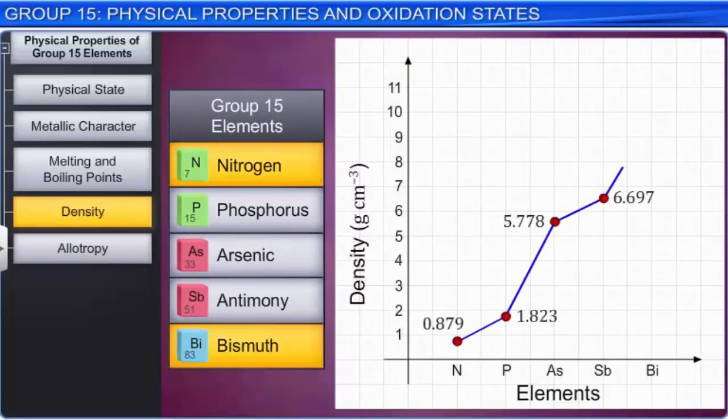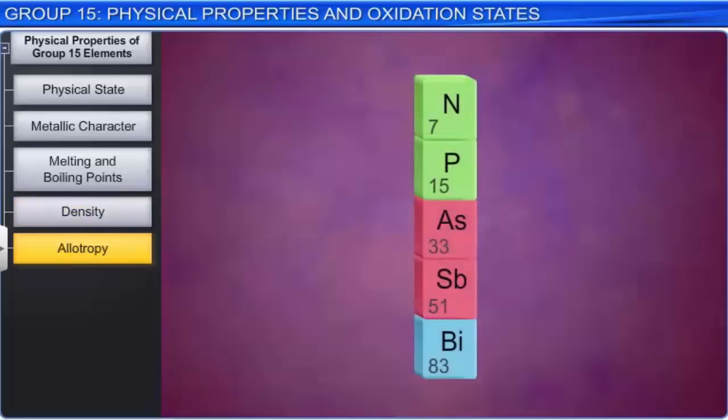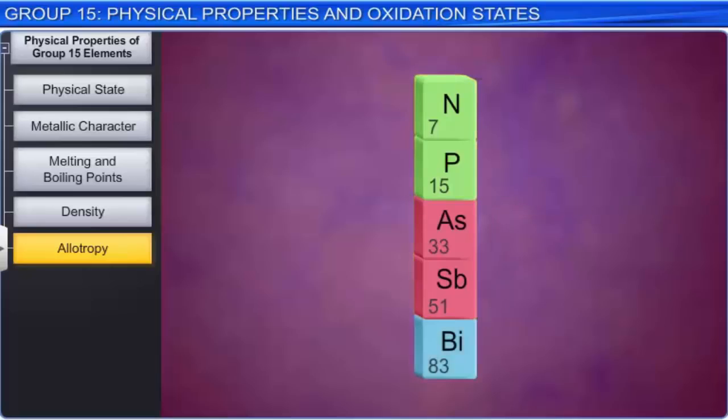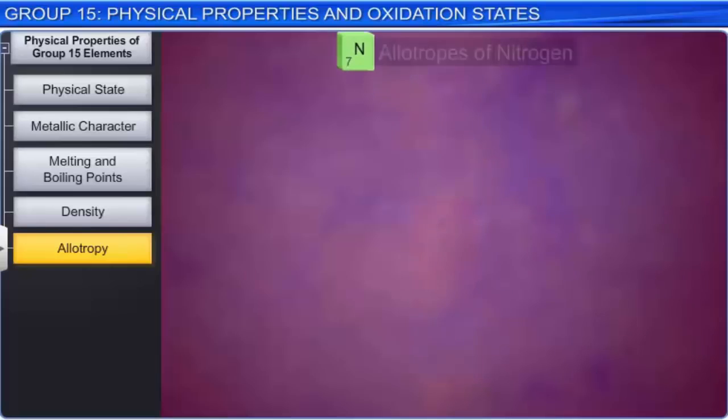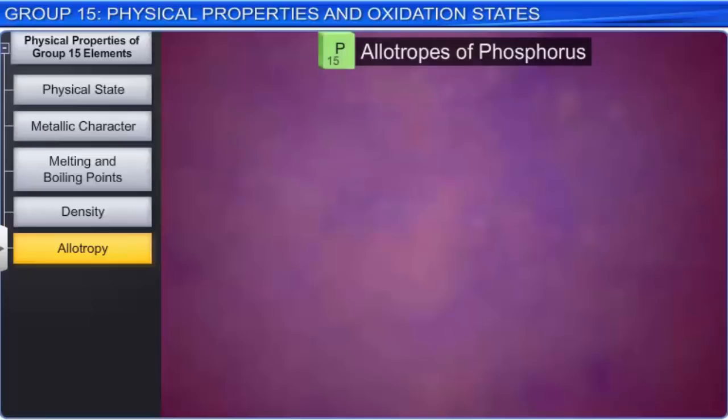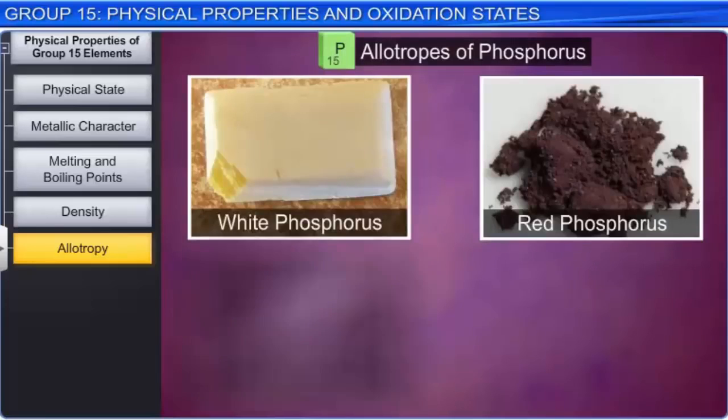Finally, let's look at allotropy. All the elements in group 15, except for bismuth, show allotropy. Nitrogen exists in two allotropic forms, that is, alpha nitrogen and beta nitrogen. Phosphorus exists in many allotropic forms. Of these, the two important allotropic forms are white phosphorus and red phosphorus.